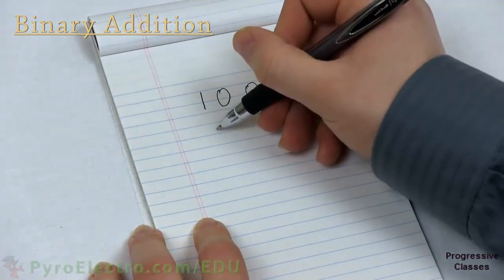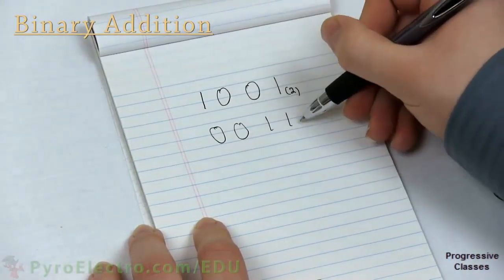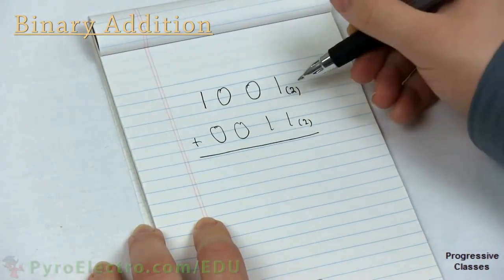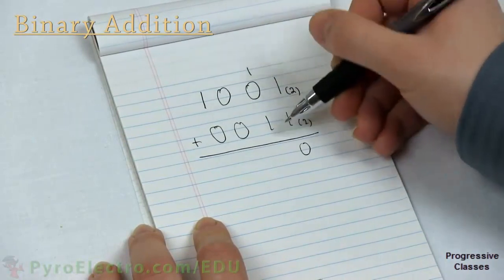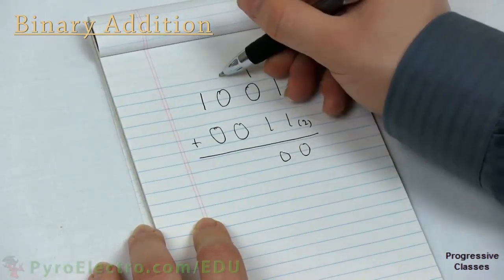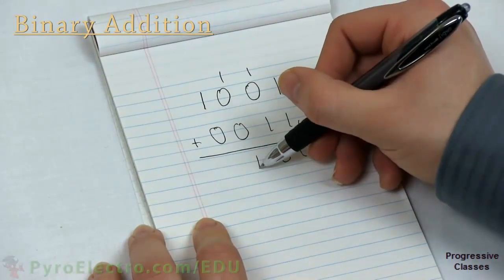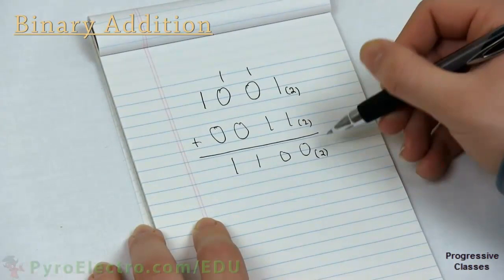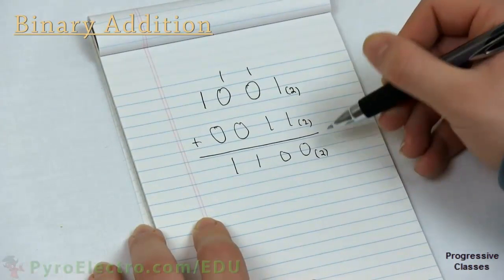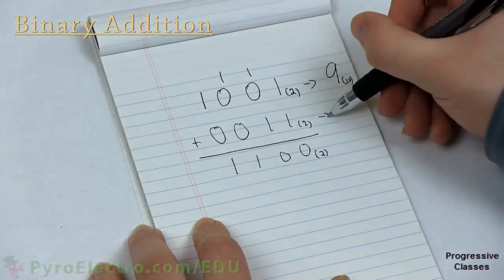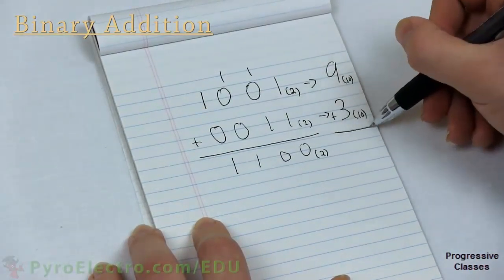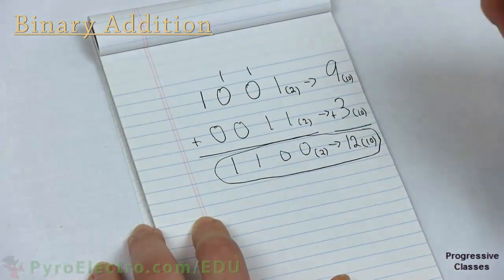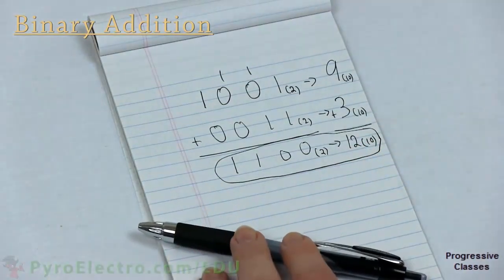If we have two binary numbers, 1001 and 0011, we can put them in the same addition format and add them together. 1 plus 1 equals 0, carry the 1. 1 plus 1 equals 0, carry the 1. 1 plus 0 equals 1. And 1 plus 0 equals 1. So the answer is 1100, which, if we convert everything over to decimal and perform the addition, 9 plus 3 is indeed 12. Feel free to convert the 4-place binary number 1100 to decimal to double-check our math.